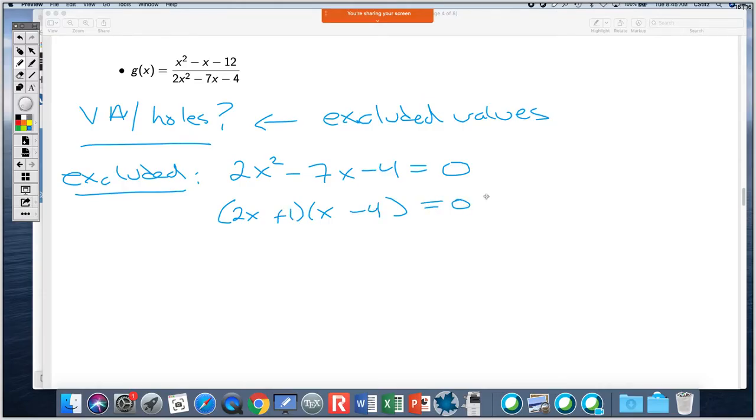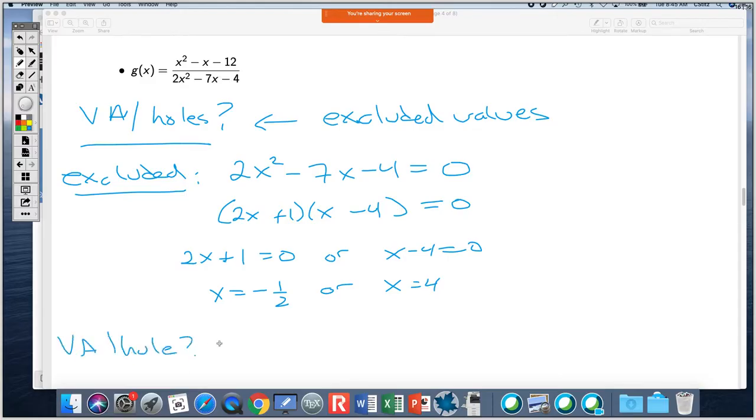Here we've got a 2x plus 1 times an x minus 4. We can set each of those factors equal to 0. Subtract the 1, divided by 2. Add the 4. Now, to figure out where there's a vertical asymptote or where there's a hole in the graph, we're going to dial this into Desmos in a minute, but the way we can predict that and prove it algebraically is to reduce the function to lowest terms. So let's attempt to do that.